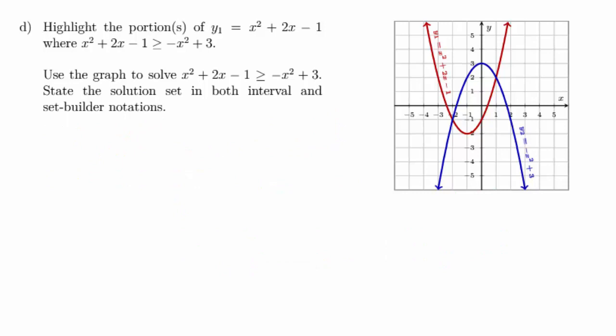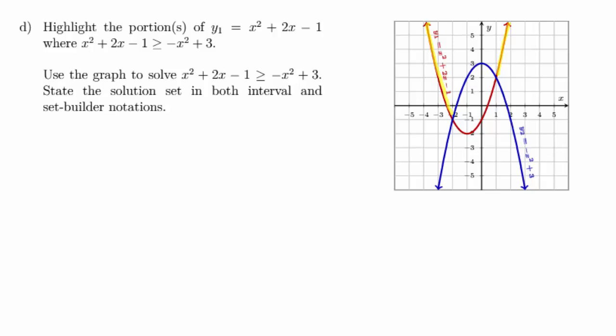For this last part, we'll use these two graphs again to determine where x squared plus 2x minus 1 is greater than or equal to negative x squared plus 3. So let's highlight these graphs, and I'm looking for where the red curve is greater than or equal to that blue curve. So I need it to be higher, and so I can see that it's higher from negative 2 going to the left, and I can see that the red curve is higher going from 1 to the right.